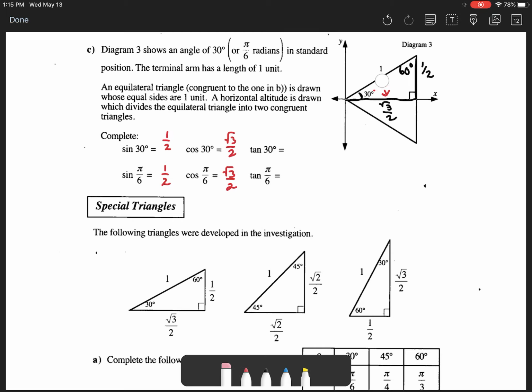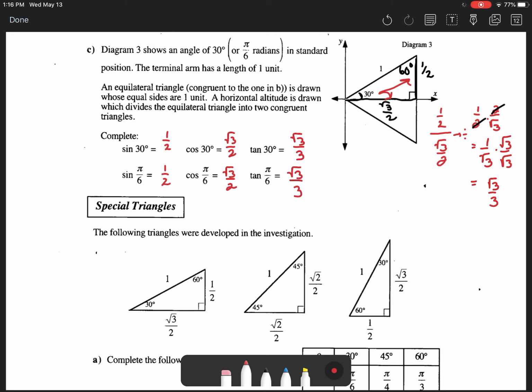And then just like the last question, tangent is going to be a little more work because I have to calculate the opposite side over the adjacent side, which will end up being 1/2 all over root 3 over 2. This is divided by, so this is like saying 1/2 times 2 over root 3. These cancel. So that will give you 1 over root 3. But again, they're going to want you to rationalize that denominator, like so. So you'll get root 3 over 3. And that's what you get for the tangent of 30 degrees or the tangent of pi over 6.